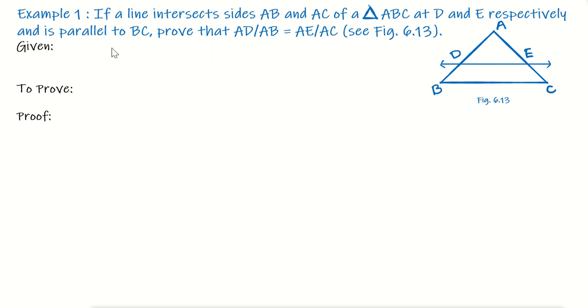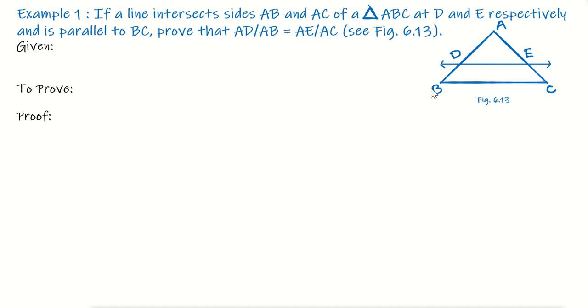This presentation is about example 1 and 2 of chapter triangles. So in the examples, before this we have seen theorem 6.1 and theorem 6.2, that is the basic proportionality theorem 6.1 and its converse theorem 6.2. We are going to use those concepts to solve this problem. Theorem based problems, so it is better to give the headings given, to prove and proof as usual. In this problem, a diagram is given.